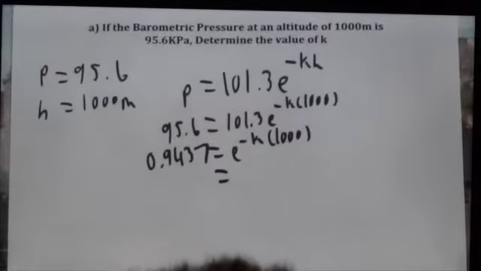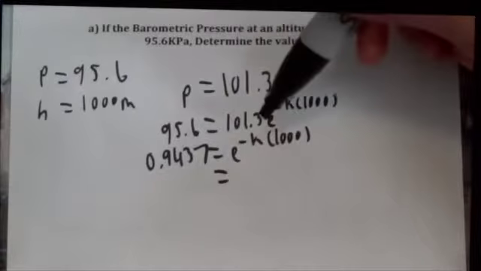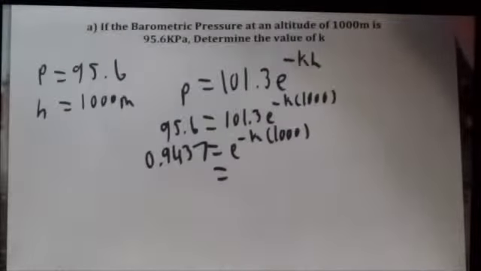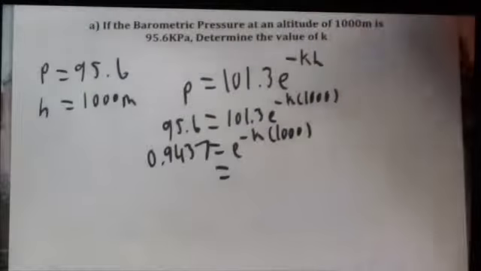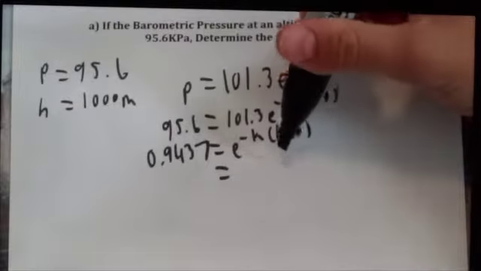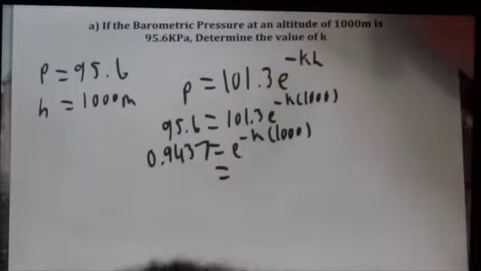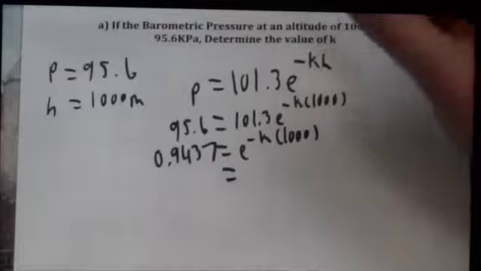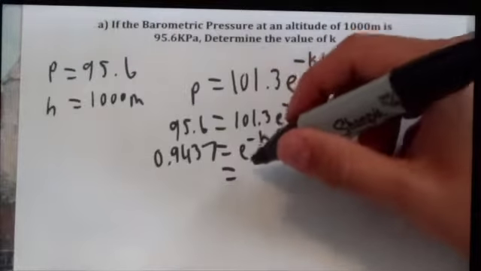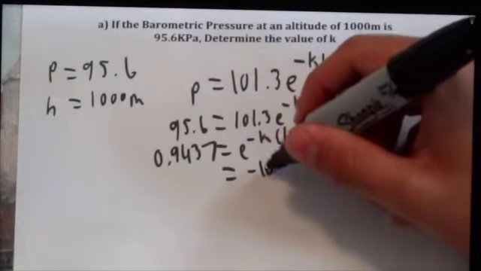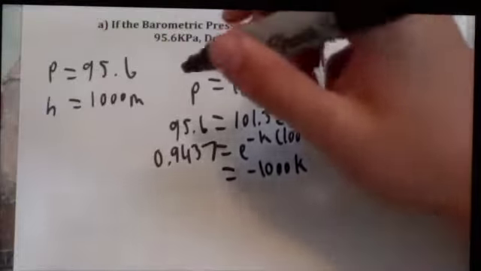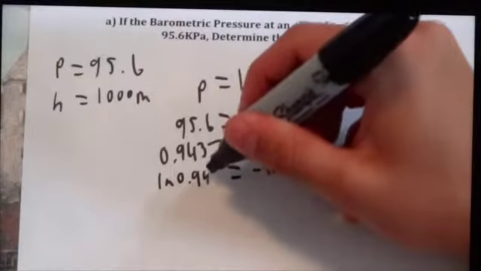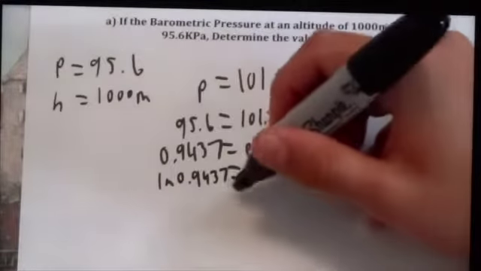Next, to get rid of the e and to bring down our negative k and 1,000, we put ln on both sides of the equation. So if on this side of the equation we put ln e, we can get it out of there. ln e is equal to 1, so it won't be in there. So all we have on this side is negative 1,000 k, and the other side will be ln 0.9437.